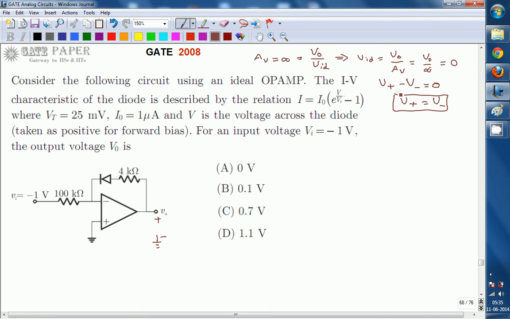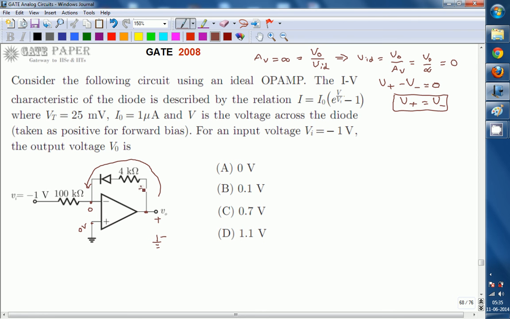So the voltages at the inverting and non-inverting terminals are the same. Since the voltage at the non-inverting terminal is given as 0 volts, the inverting terminal is also at 0 volts, which means ground. So the inverting terminal is also at ground, and V naught can be calculated. Instead of going in the earlier way, you can also go from the output node towards the ground node, that is towards the inverting terminal.